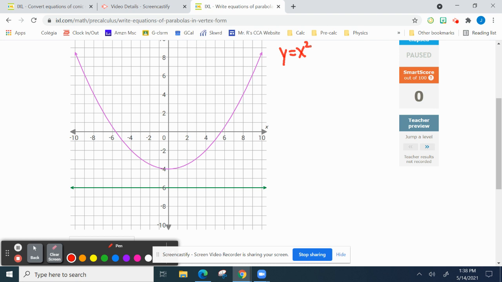So now we got to find the vertex, which we can see right there. The vertex is 0, -4, which means that h equals 0 and k equals -4, right? And now all we need to do is find a. So we got to find c to find a. And c is this distance right here. You can say -6 to -4, that's 2.